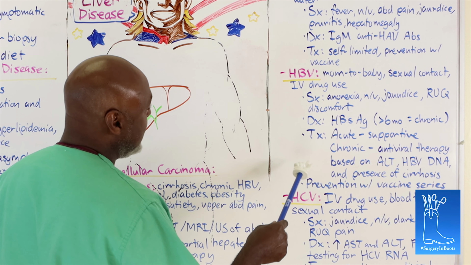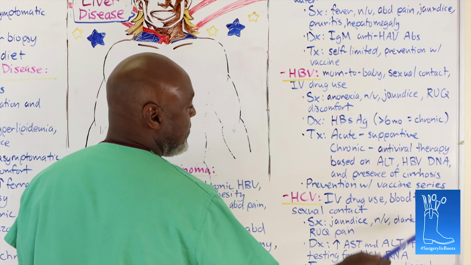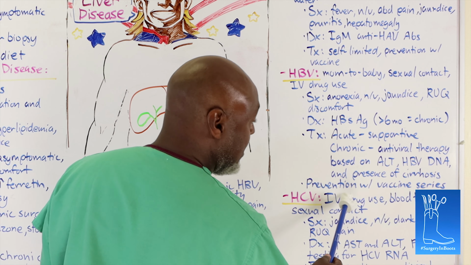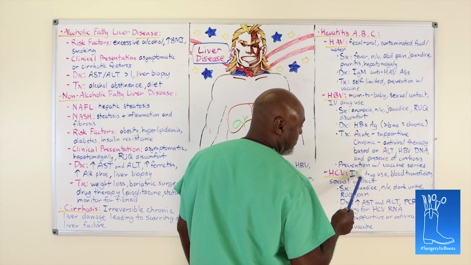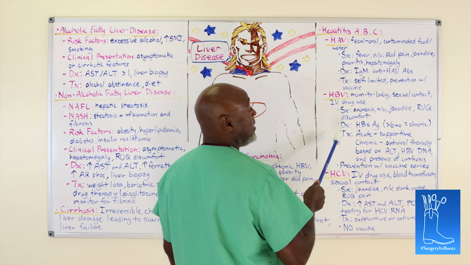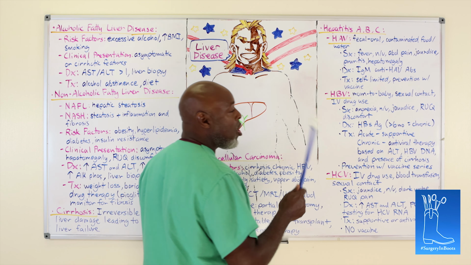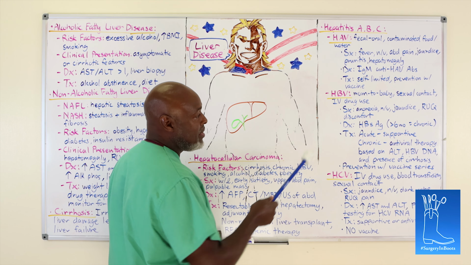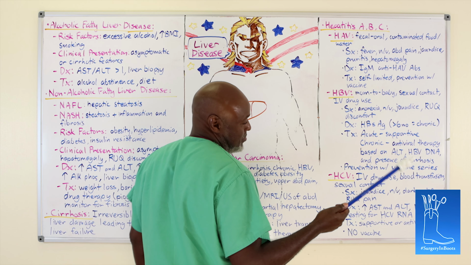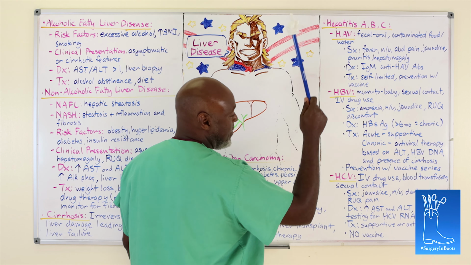Treatment, again, supportive care. Chronic, you have to start thinking about antiviral therapy based on ALT, HBV DNA, and the presence of cirrhosis. Prevention with vaccine. Hepatitis B, this is what we get in healthcare. It's one of the things they always ask about because, again, it's not IV drug use, it's exposure, bloodborne exposure. So, and we're exposed sometimes, part of the job, IV drug use.